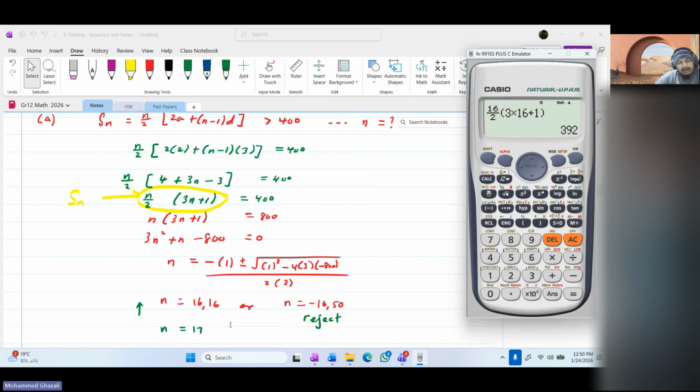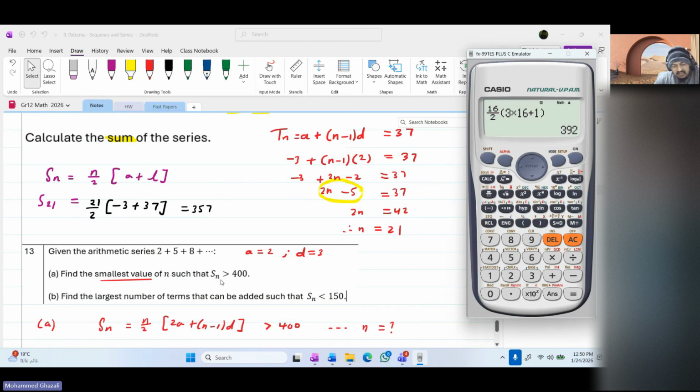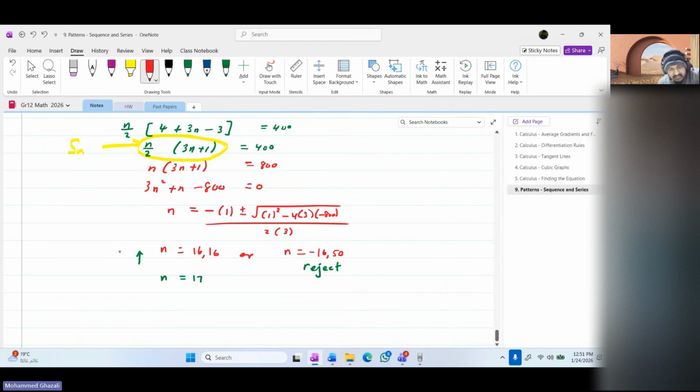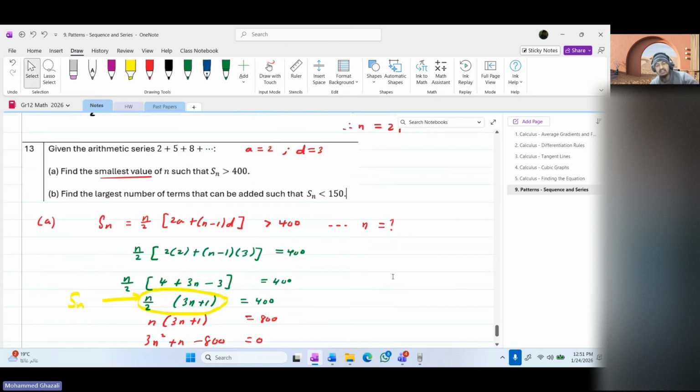So in this case, you need to round up. You must know when to round up and when to round down. You only round down when it's less than, and when it's greater than, round up. The answer needs to be rounded up. So the smallest value, minimum, is equal to 17. Minimum smallest n value.